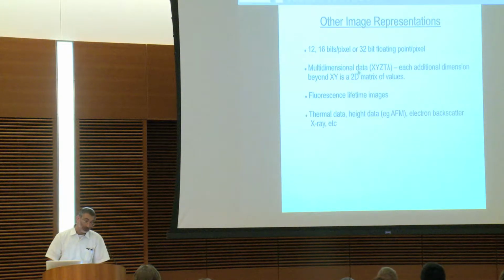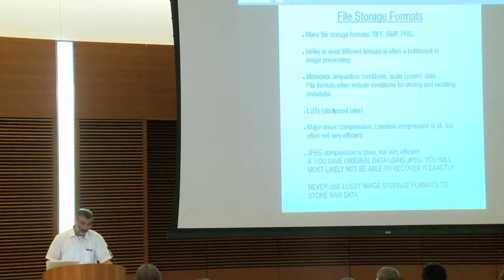Multidimensional data, X, Y, Z, T. Lambda is color often. You can have other dimensions too. Lifetime, for example. Every other dimension multiplies. It's a 2D matrix of values. Fluorescence lifetime, for example, thermal data. I take AFM, atomic force microscopy images, and so on.